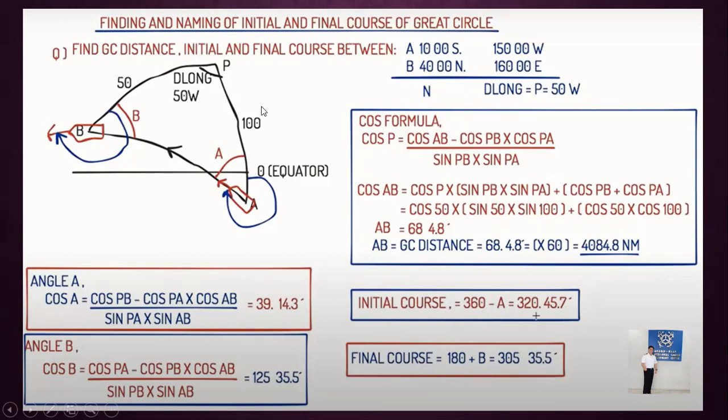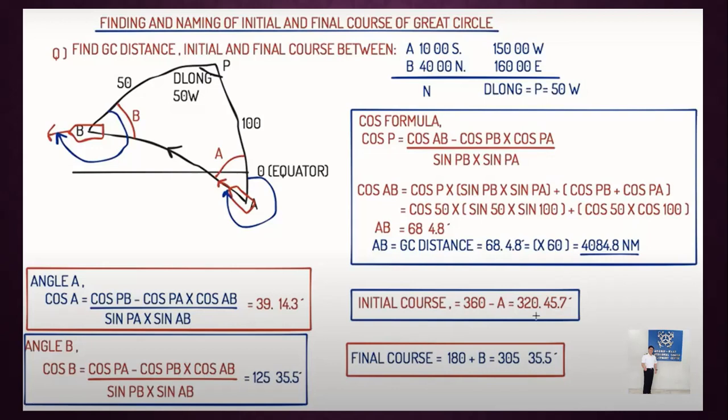Multiply it to 60. And then determine angle A and angle B using the cosine A and cosine B formula. You will get it in degrees. And then apply that to the formula 360 minus angle A for the initial course, and then 180 plus angle B for the final course. You will be able to determine the great circle distance, the initial course, and then the final course.